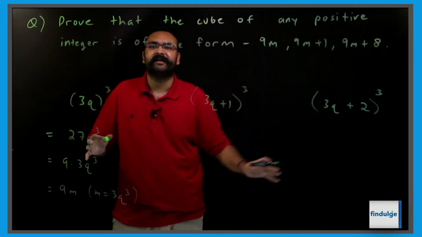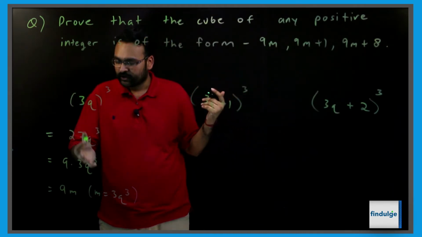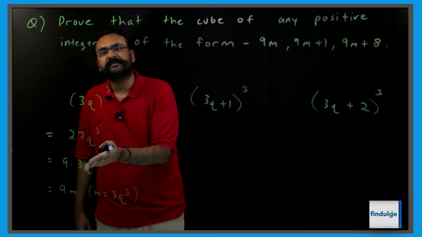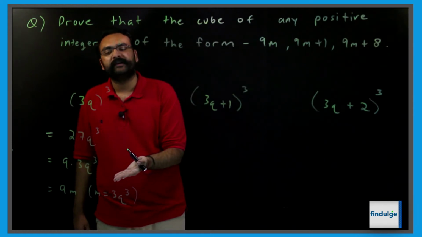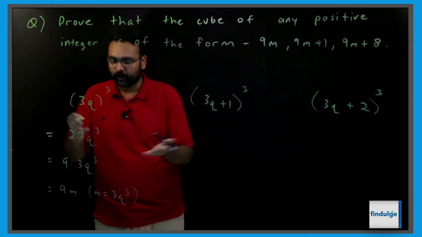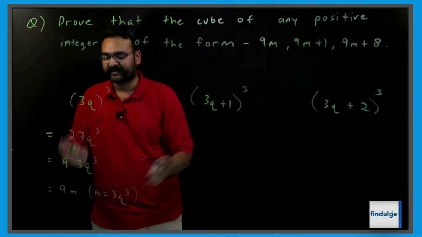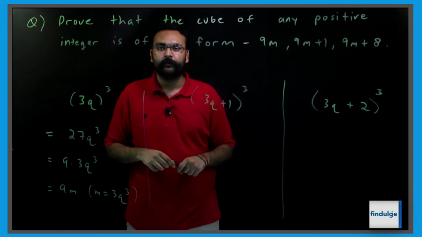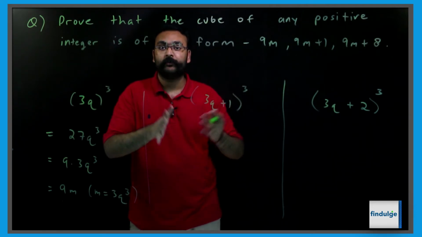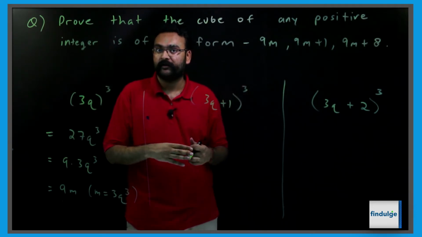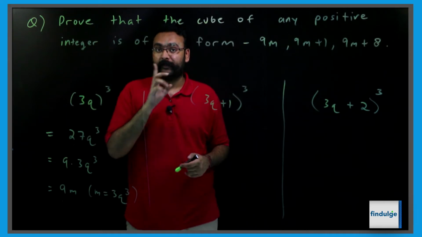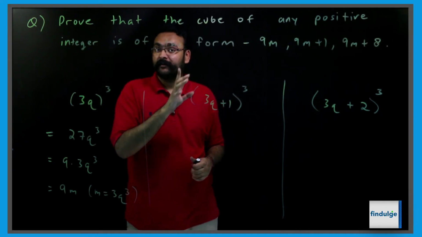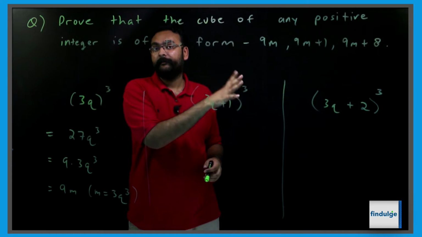They all just represent a positive integer. So obviously 3 is a positive number, q is a positive integer, so 3q cubed will also be a positive integer. So I simply replace it with m. Now 3q plus 1 whole cube. To open it up, we'll use the a plus b whole cube formula, which is a cube plus 3a square b plus 3ab square plus b cube.